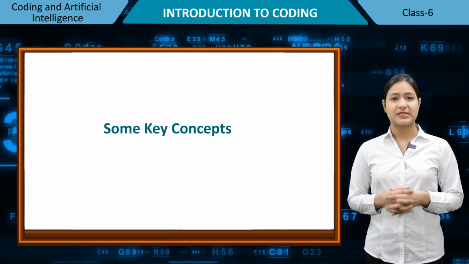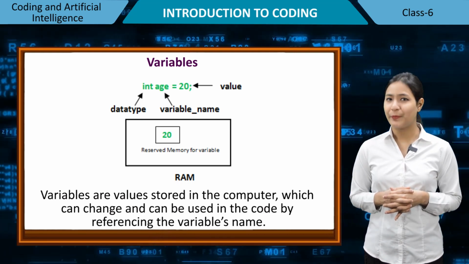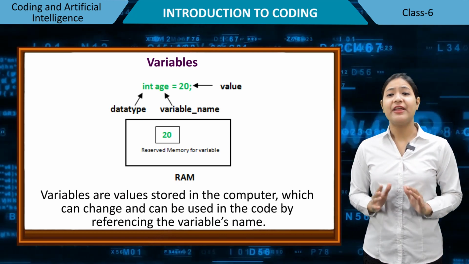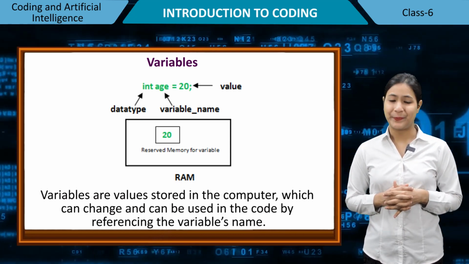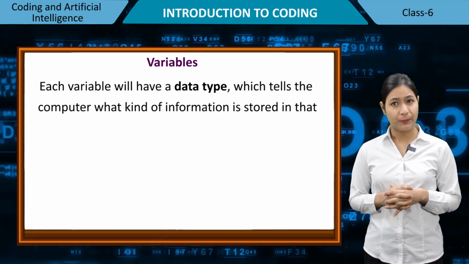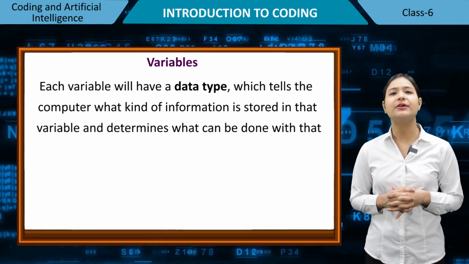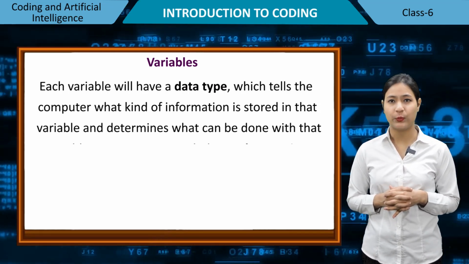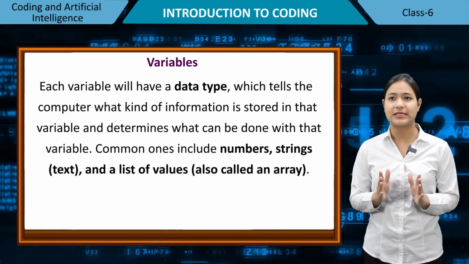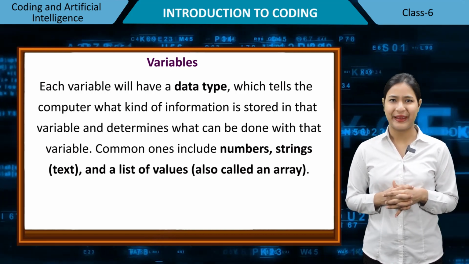Some key concepts. Variables. Variables are values stored in the computer, which can change and can be used in the code by referencing the variable's name. Each variable will have a data type which tells the computer what kind of information is stored in that variable and determines what can be done with that variable. Common ones include numbers, strings, text, and a list of values, also called an array.